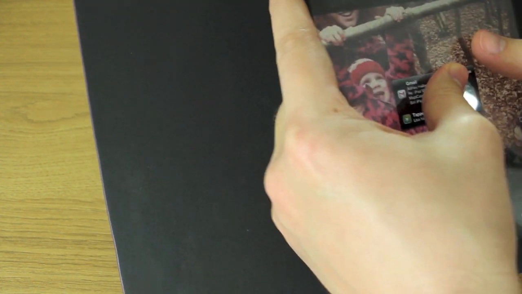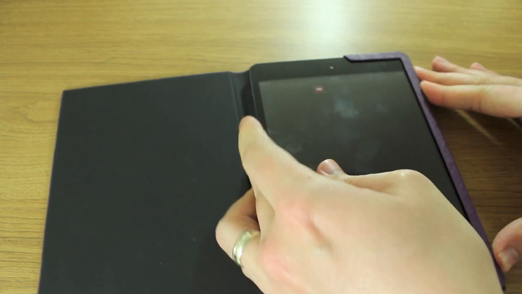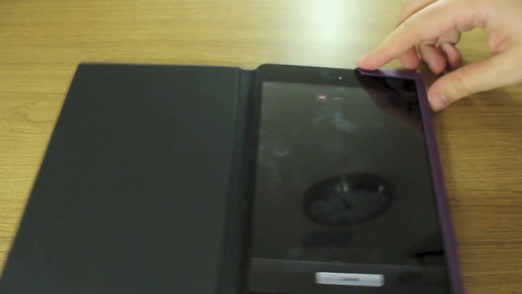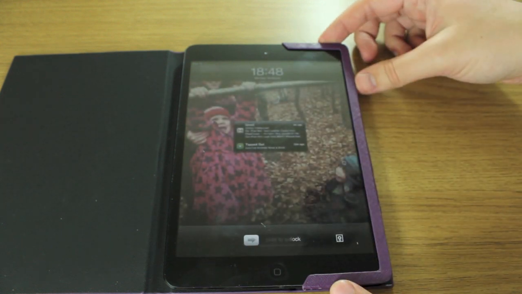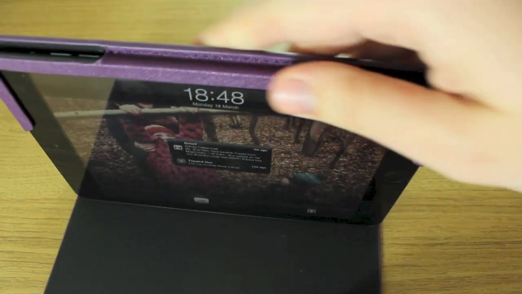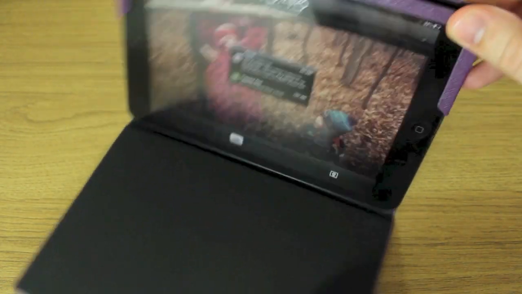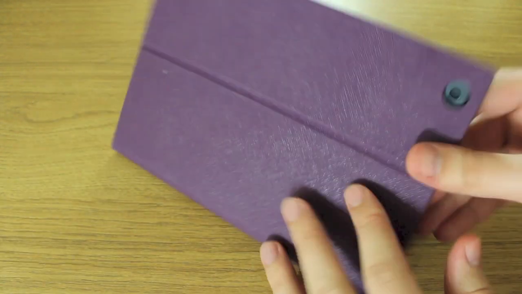So rather unusually, instead of having a whole frame holding the iPad in place, it's got this really tight fitting part here on the left hand side, and this actually holds it really tightly, so you know it's not going to fall out. You can see it's very secure in there. That's actually quite a clever design. I'll show you around the back.